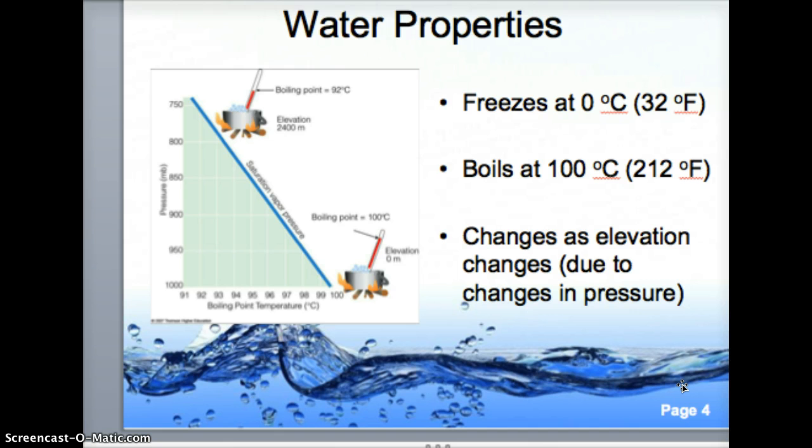And that makes it more difficult for water to boil, and it actually boils at a lower temperature when you're at the higher elevations. And you can see up at that elevation, it actually boils at 92 degrees Celsius instead.